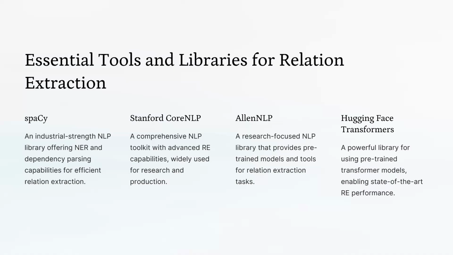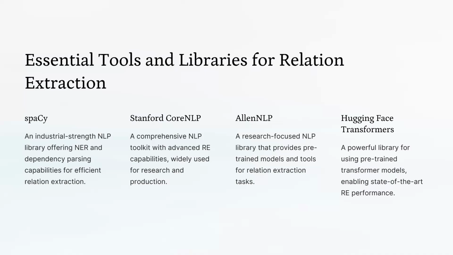Lastly, the Hugging Face Transformers. These revolutionize the NLP space by providing access to pre-trained transformer models such as BERT and GPT. These models not only enable state-of-the-art performance in relation extraction, but also capture complex relationships in text with remarkable accuracy. Each of the tools offers unique strengths, making them valuable assets for building efficient and scalable relation extraction systems.